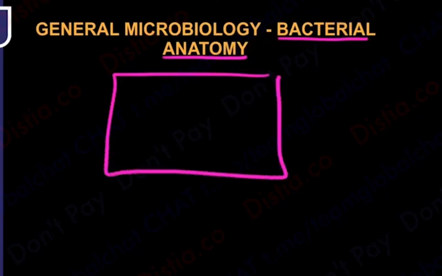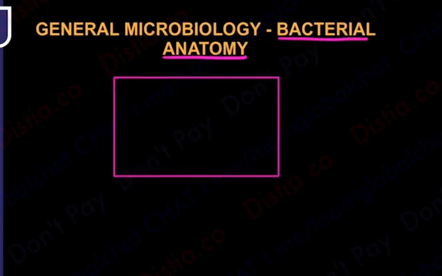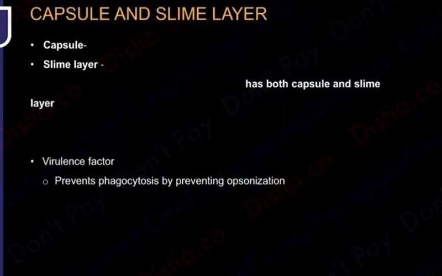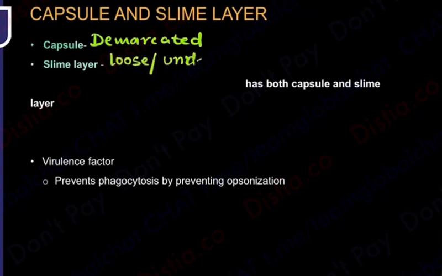So the first layer that I'm going to start with happens to be the outermost, known as either a capsule or a slime layer. Now, firstly, what is the difference between them? Because bacteria will have either a capsule or a slime layer. Both of them can't be there. So what is the difference between these two? Capsule is something which is very tough. It is very well demarcated. It is very rigid. Whereas slime layer is very loose, or in other words, it is undemarcated.